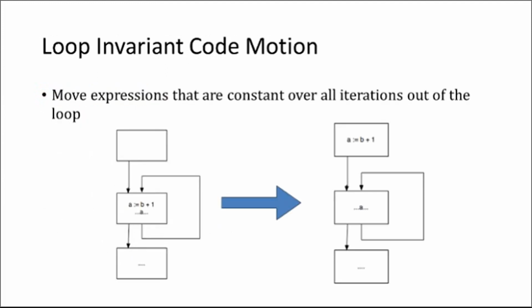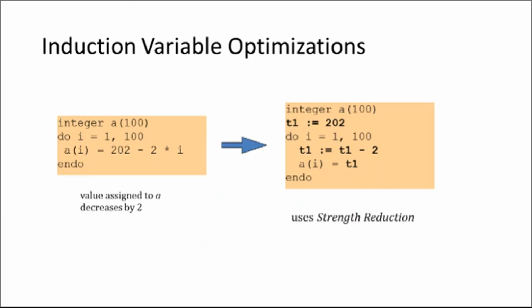Now loop invariant code moves the expressions that are constant over every iteration. So if a is equal to b plus 1 is always constant, we can move this code outside. That is called code motion. Next one is induction variable optimization. If you have this for loop, here the value is decreased by 2 every time. So let us take a new variable t1 equal to t1 minus 2, and we can again use strength reduction.